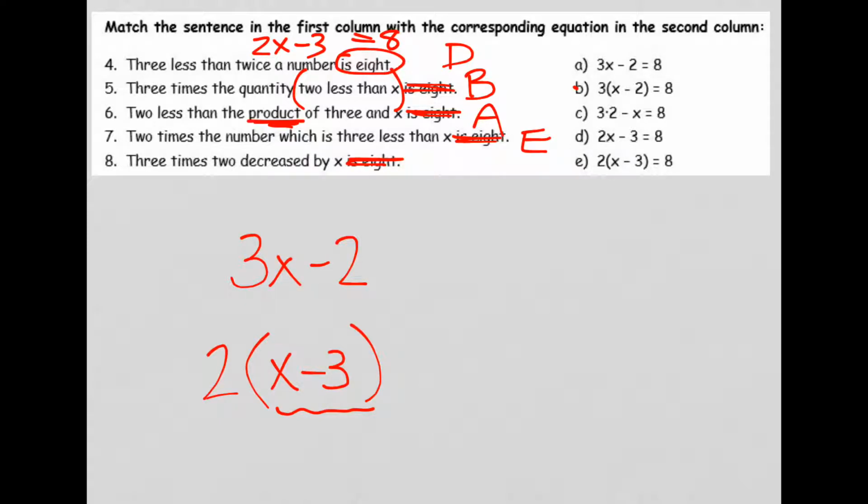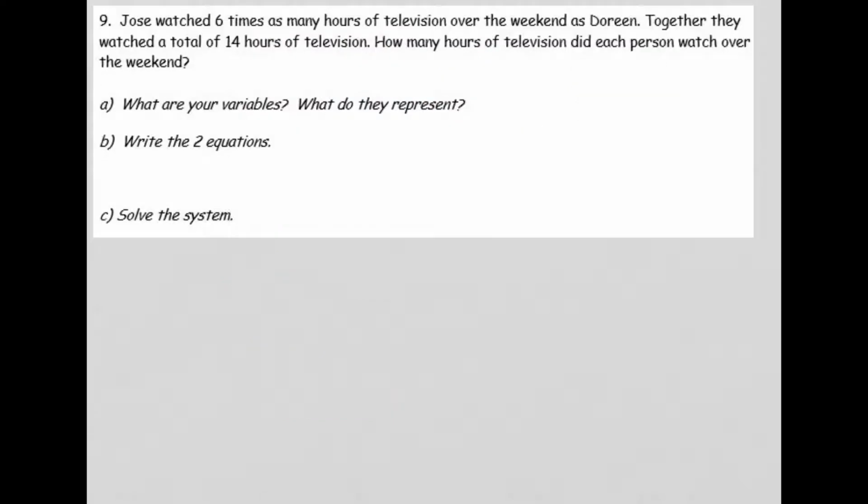All right, 3 times 2 decreased by x. 3 times 2, that sounds like multiplication, yeah. And then I'm going to decrease that by x. And so our last one is C. All right, I hope that helps you translate a little bit. That's going to be kind of useful when we do all these story problems.